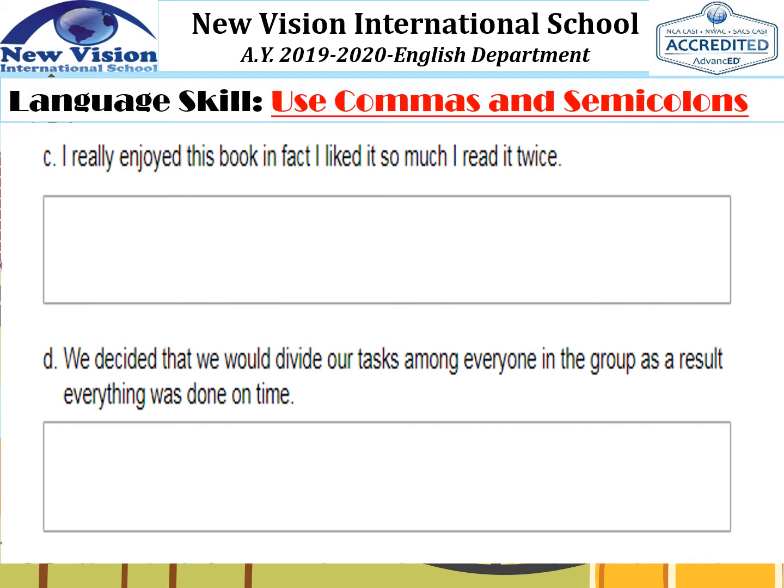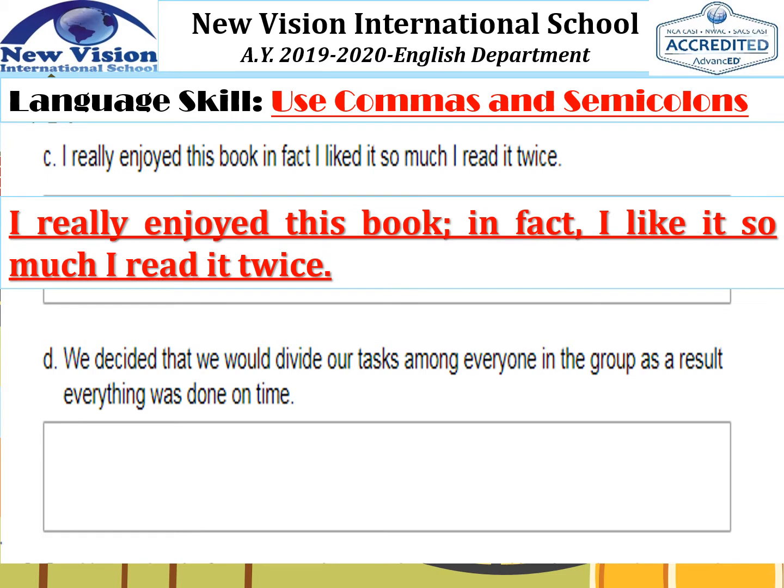So, we are now on letter C. I really enjoyed this book. In fact, I liked it so much, I read it twice. So, this suggests a cause and effect relationship. Now, what is the transitional phrase that we use? We have, okay, in fact. So, let us complete it. I really enjoyed this book, semicolon, in fact, for our transitional phrase, and then comma, and then I liked it so much, I read it twice.